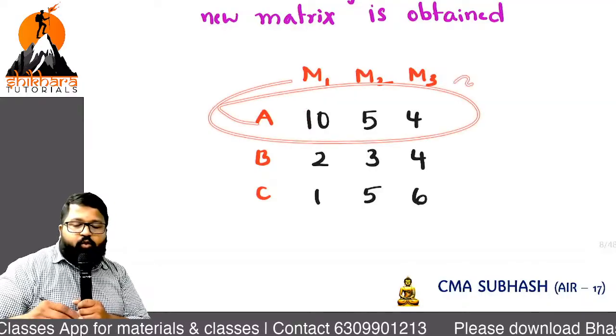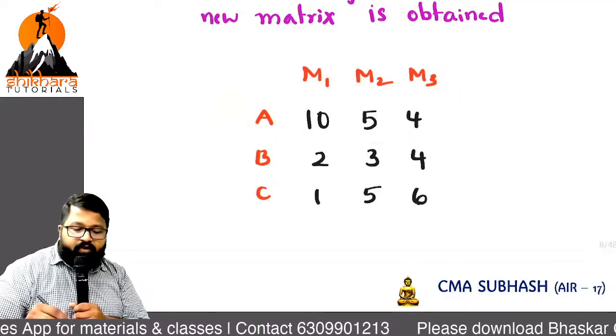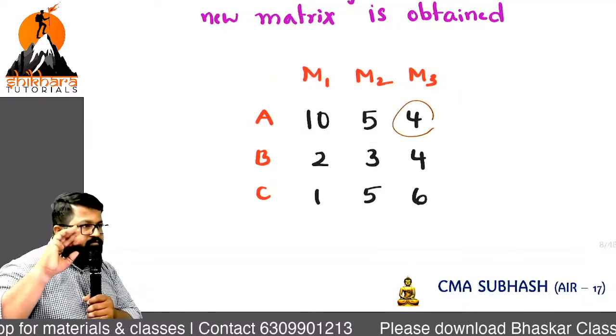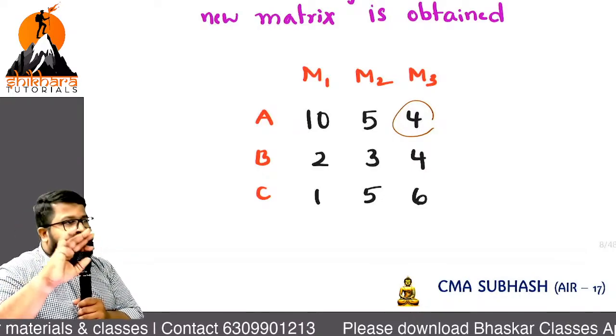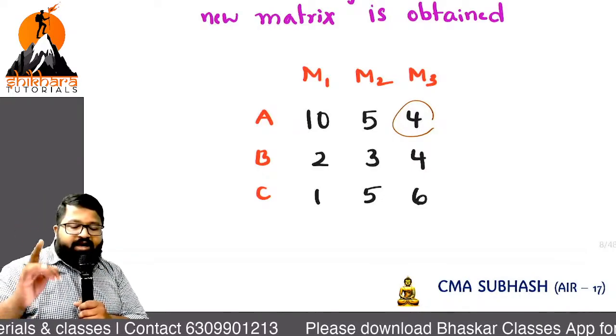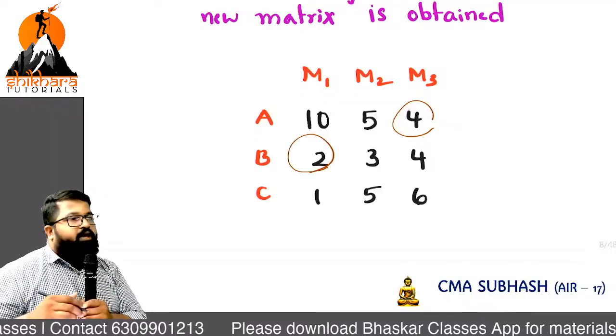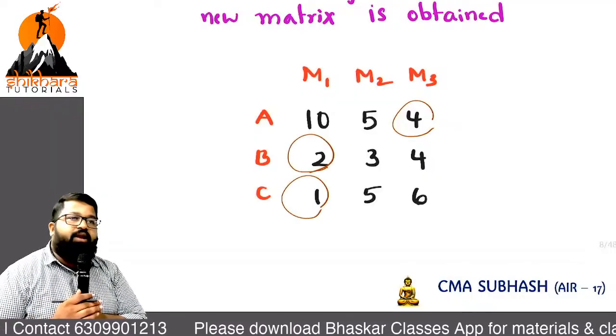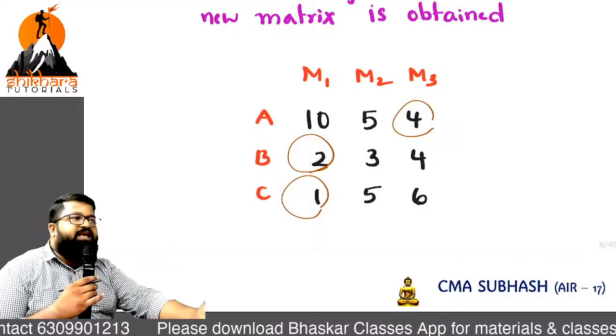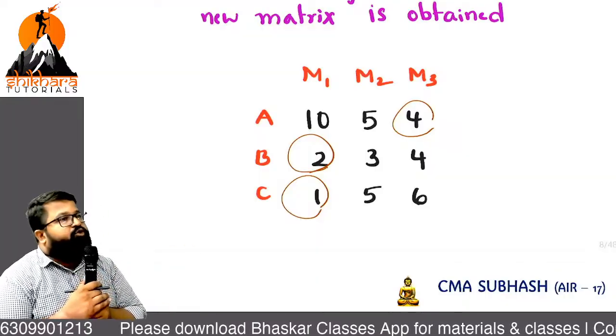Sir, from the first row, what is the least number? Mark it for your sake, just for namesake. In the exam, you need not mark, basically. And in the next row, what is the least number? 2. And in the second, third row, what is the least number? 1.